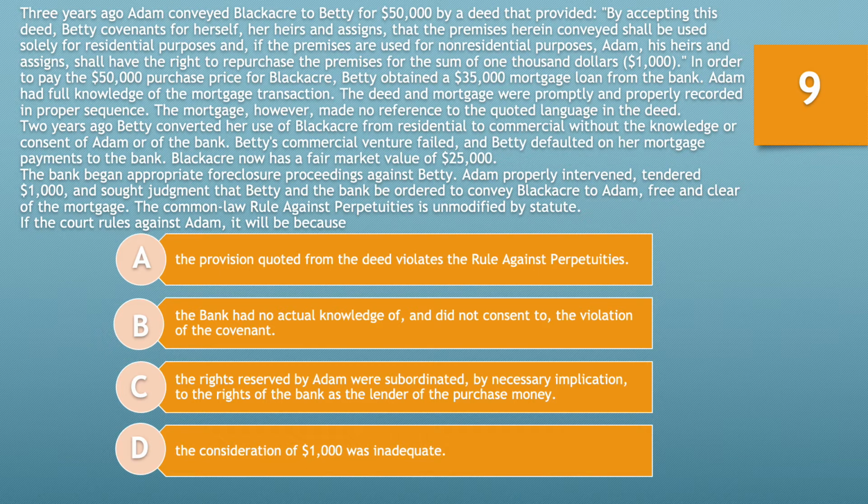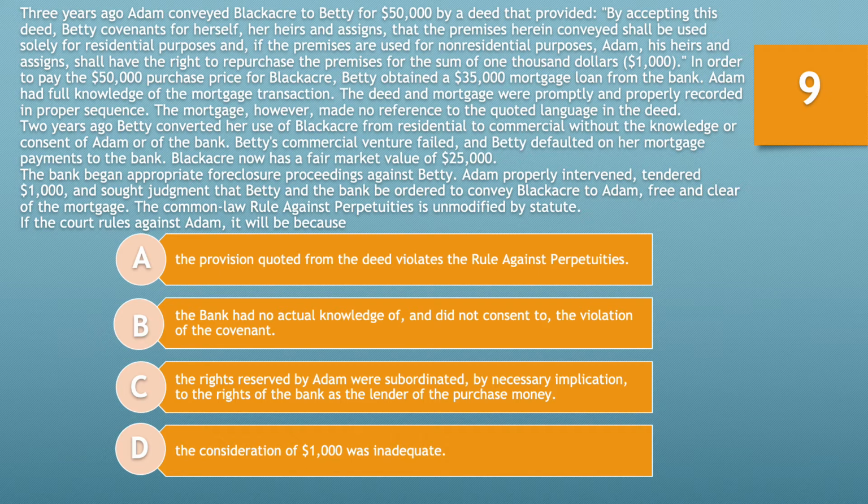Betty's commercial venture failed, and Betty defaulted on her mortgage payments to the bank. Blackacre now has a fair market value of $25,000. The bank began appropriate foreclosure proceedings against Betty. Adam properly intervened, tendered $1,000, and sought judgment that Betty and the bank be ordered to convey Blackacre to Adam, free and clear of the mortgage.